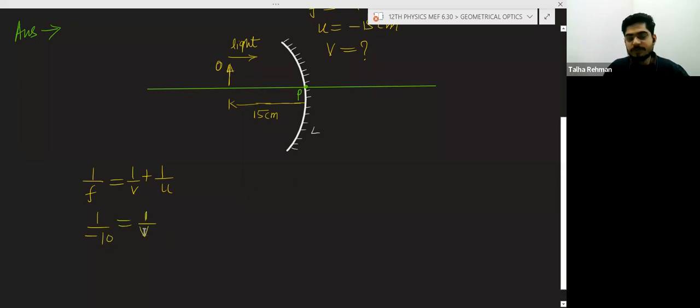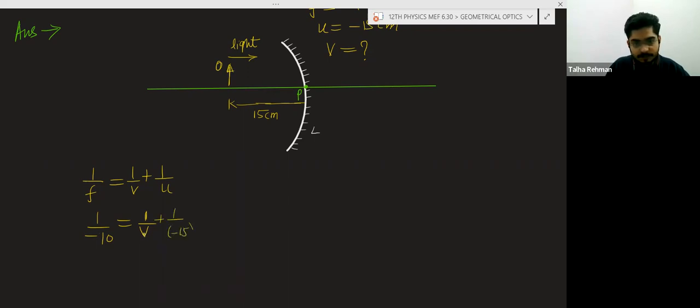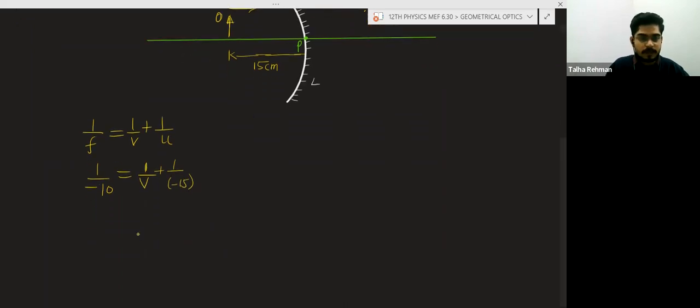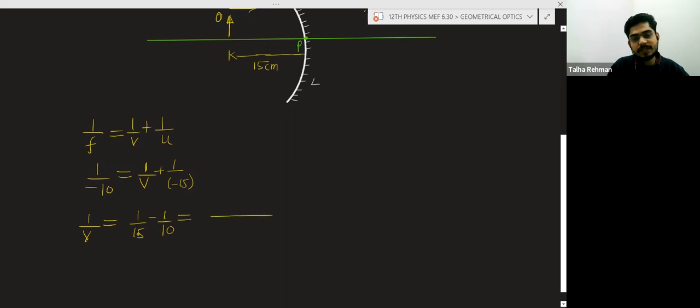We will not put any sign for v because this value is unknown; automatically with the answer there will be a sign, positive or negative. Plus 1 upon u, which is minus 15 centimeter. Now we can solve it easily. 1 by v is equal to 1 by 15 minus 1 by 10. Take the LCM, 30. It is minus 1 by 30. So 1 upon v is minus 1 by 30, and v you are getting is minus 30 centimeter.